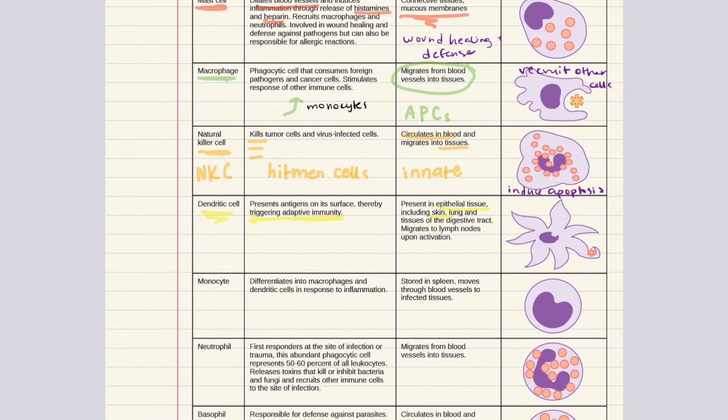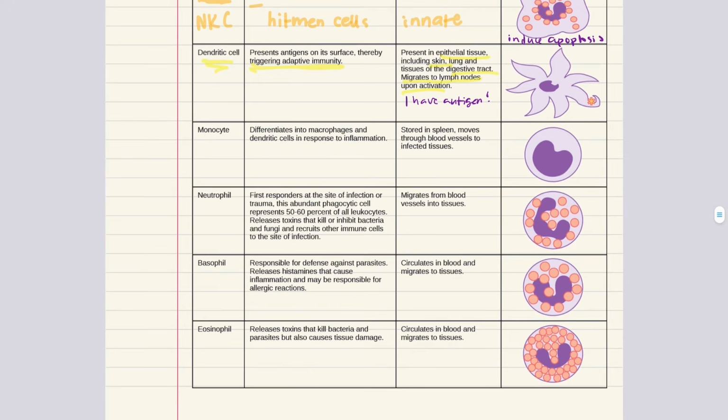Dendritic cells are another type of antigen-presenting cell, and they are among the most effective at activating the adaptive immune system. They are found in epithelial tissues such as the skin, lungs, and digestive tract. When they capture antigens, they then migrate to lymph nodes where they present the antigen to T cells and initiate the adaptive immune response. Monocytes are the circulating precursors to macrophages and dendritic cells. They are stored in the spleen and they move through blood vessels to reach infected tissues where they can then differentiate in response to inflammation.